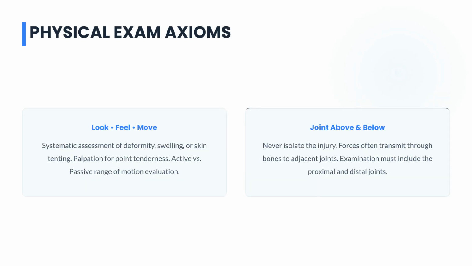Physical exam axioms guide our assessment. We use look, feel, move to check for deformity, tenderness, and range of motion. Importantly, we must always examine the joint above and below the injury.